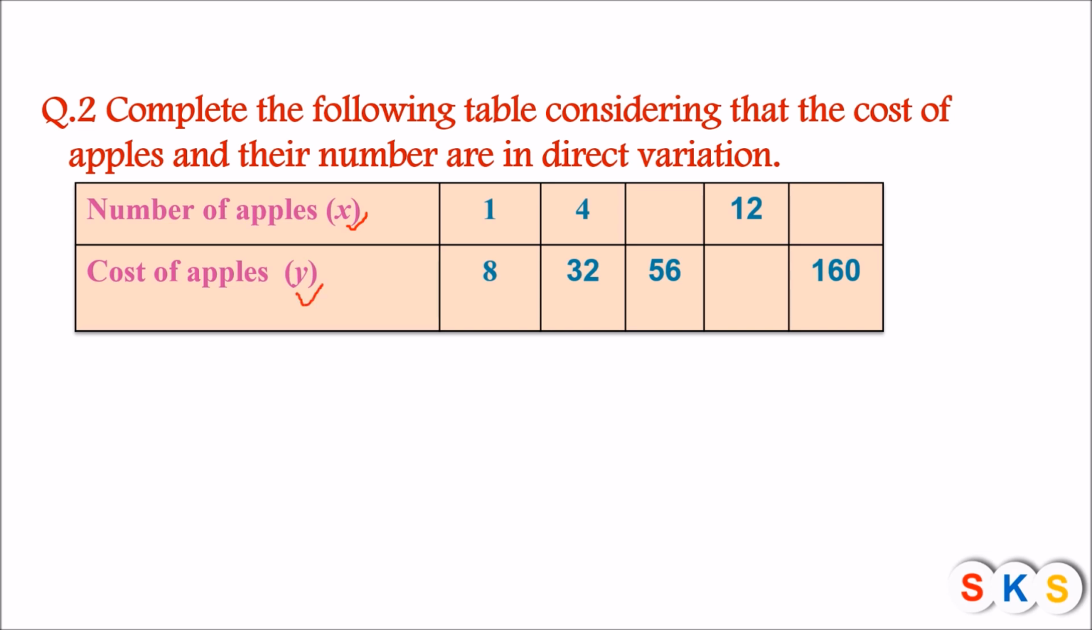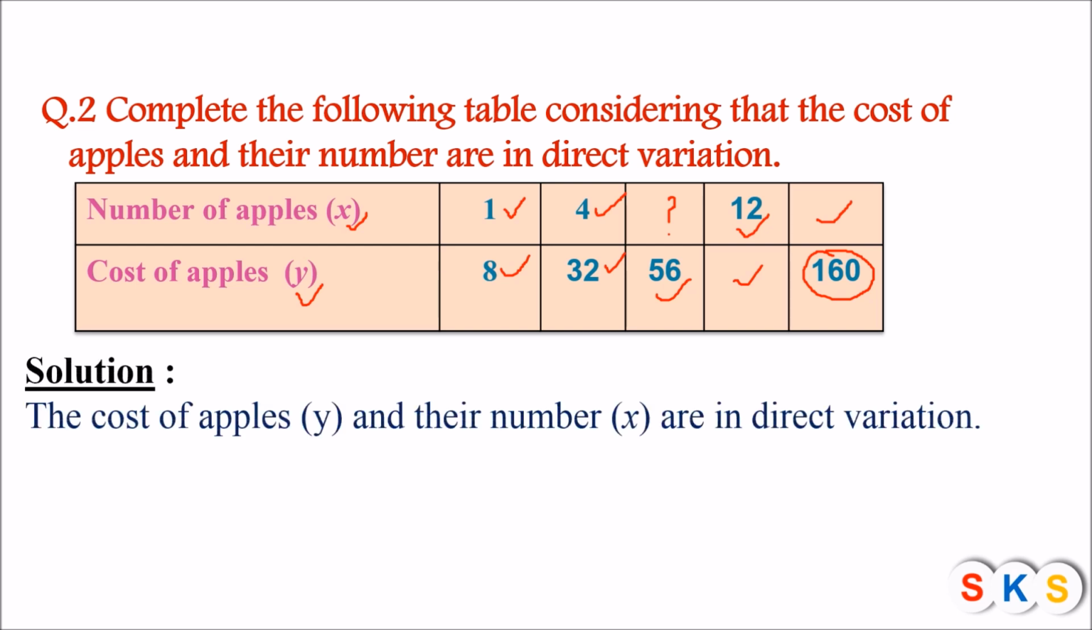Okay, and you can see here the cost of one apple is 8. Cost of 4 apples is 32. Now here we have to find out the number of apples, and their cost is given here, 56. And here the number of apples is given, 12, and we have to find out the cost of 12 apples. And here the number of apples is unknown but we know their cost is 160. So we have to complete this table. Let's see how to complete this table. Let's see the solution of this question.